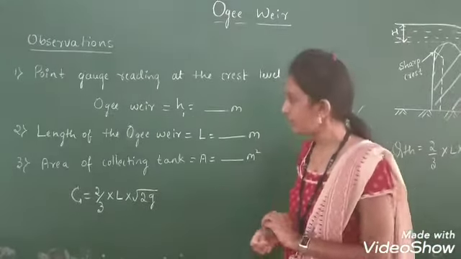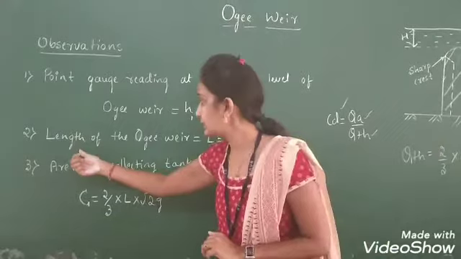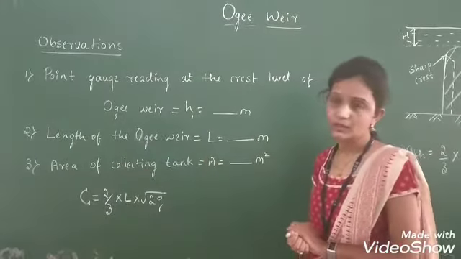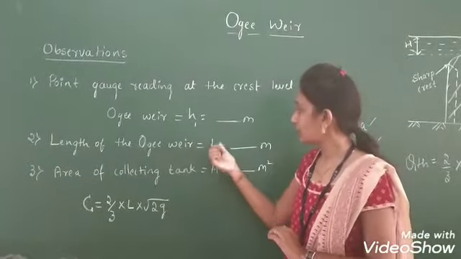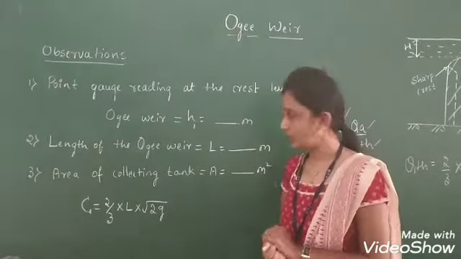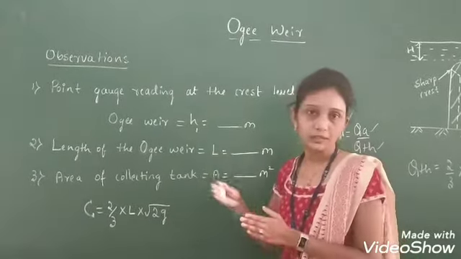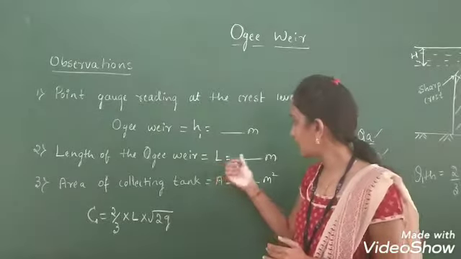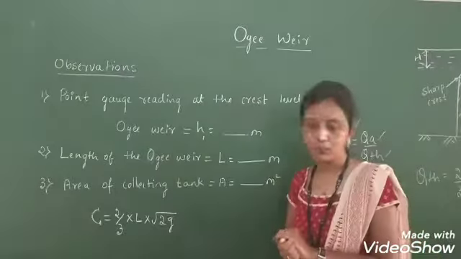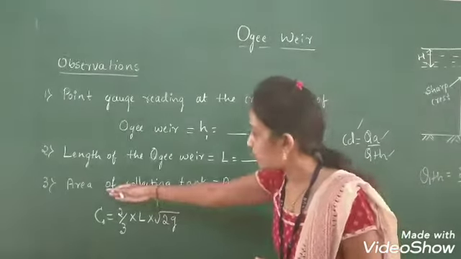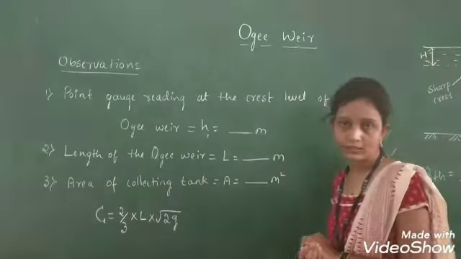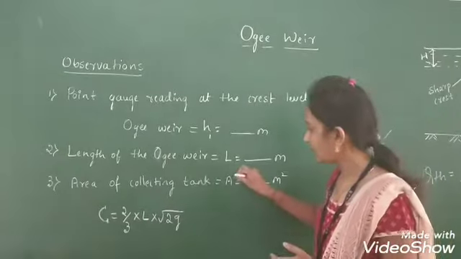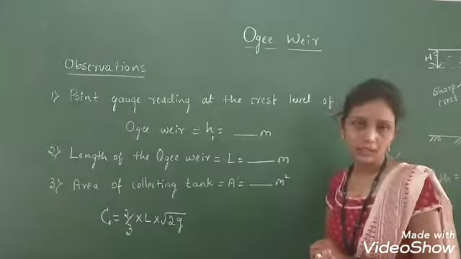The second observation we need is the length of the OG weir. Length of the OG weir we will represent as capital letter L. Okay. So this is nothing but the width of the channel. I will show you later during the conduction of the experiment this capital letter L. So that is also in terms of meter. And the next observation is the area of the collecting tank. Okay. So the collecting tank area we can measure, that is in terms of meter square.